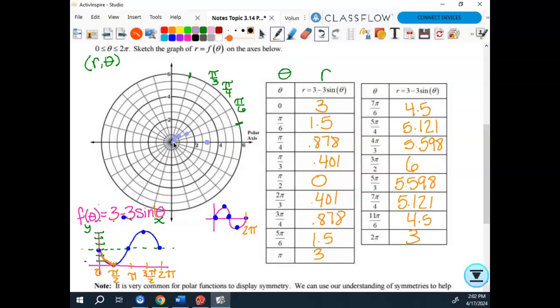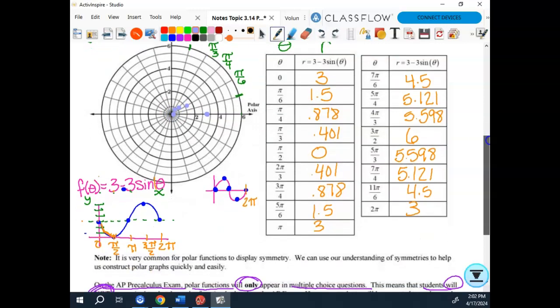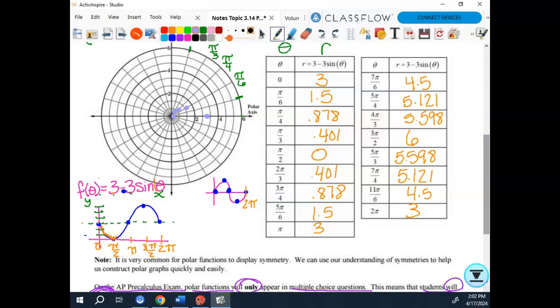So what we have just done, and I have to scroll a little bit since my recorder's in the way, what we have just done, those that we just graphed, that is this part of the graph right here. We just went from 0 to pi halves. Those are the points we got on here. Okay? Then we're going to keep going.